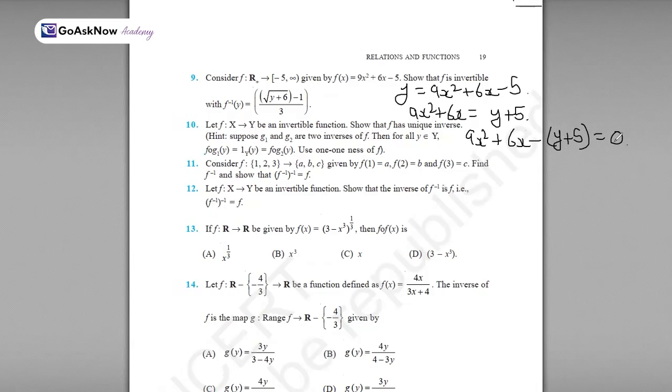Now if this function has to be defined, the discriminant of this function should be greater than or equal to 0, because if the function has real roots, only then does the value of x satisfy here. X belongs to real numbers, so the discriminant should be greater than or equal to 0. That should be satisfied here. So try to find out the discriminant of this function.